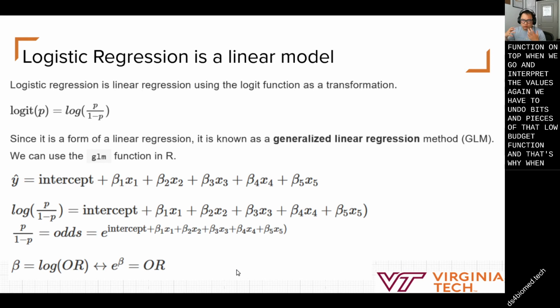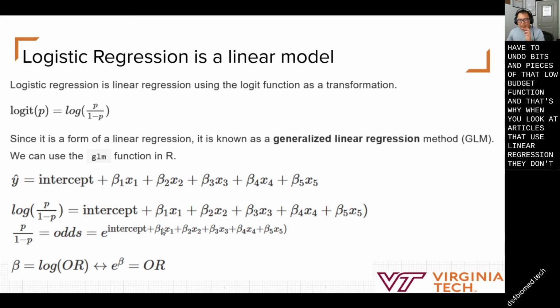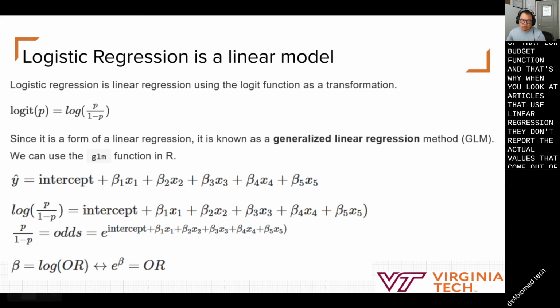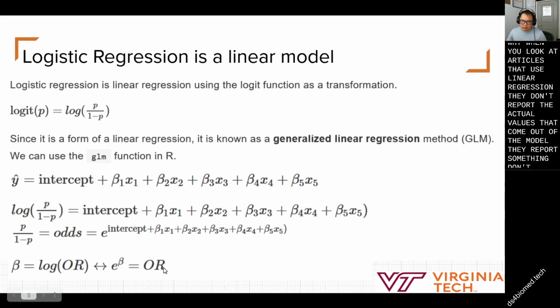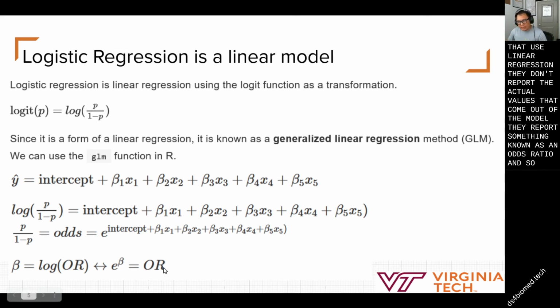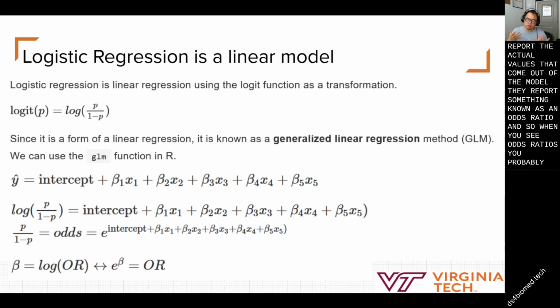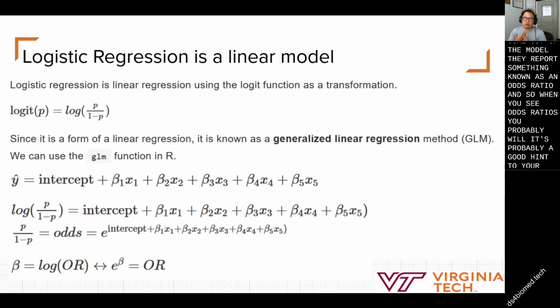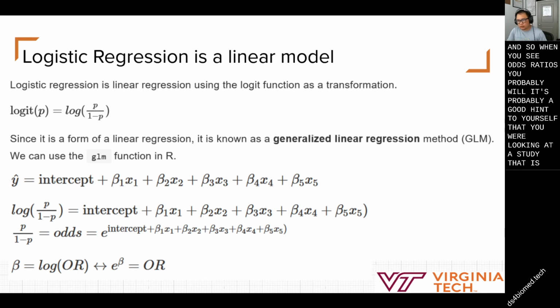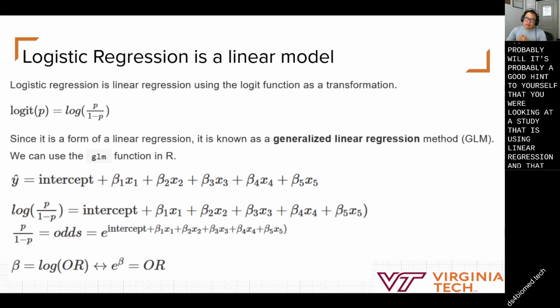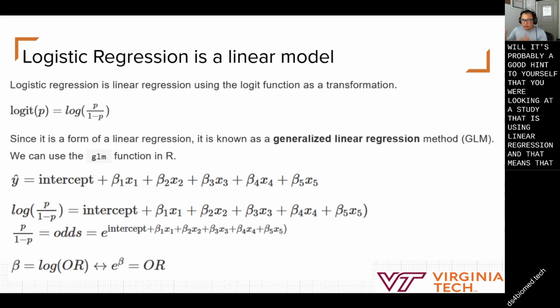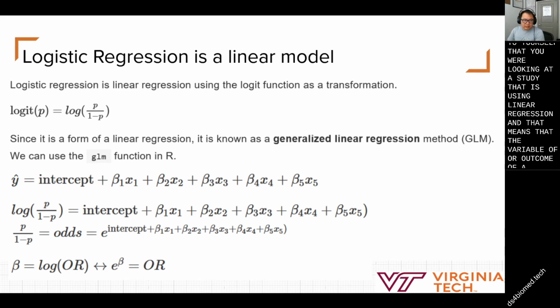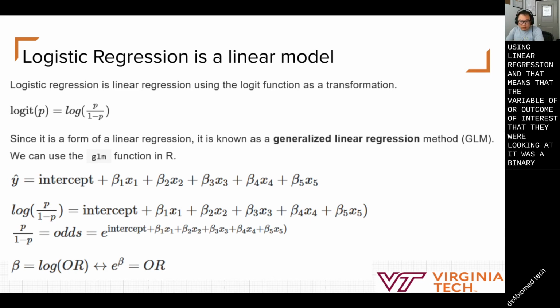And that's why when you look at articles that use logistic regression, they don't report the actual values that come out of the model. They report something known as an odds ratio. So when you see odds ratios, it's probably a good hint to yourself that you're looking at a study that is using logistic regression, and that means that the variable or outcome of interest that they were looking at was a binary variable, like yes or no.